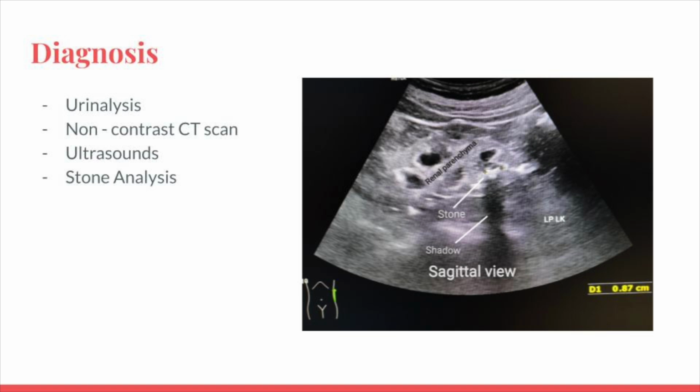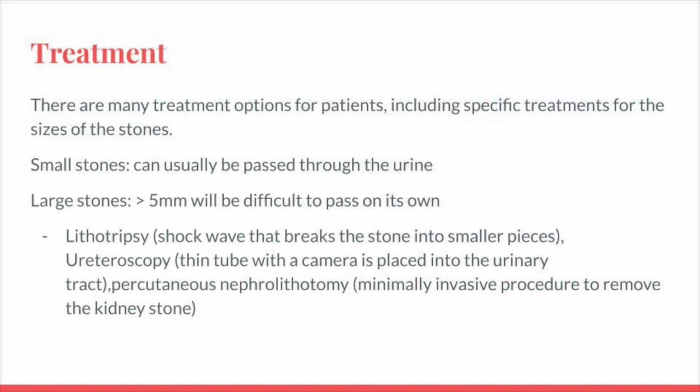Also, we can instruct the patient to strain their urine to catch the stone if possible, and they're able to pass it on their own. This way, we can run an analysis on the stone to see what it's made of. Once we know what it is made of, we can instruct the patient to make any necessary lifestyle changes. Treatment options often depend on how severe the patient's condition is, the size, and the type of stone they have.